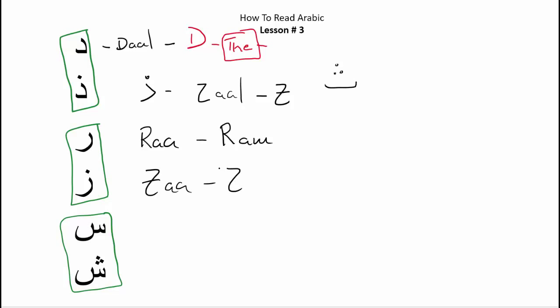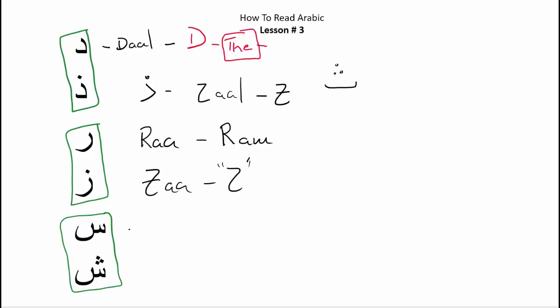This is literally your letter Z. Kind of same way you pronounce it. Za. Ra, za. Dal, zal. Okay? Dal, zal. Ra, za. And that's the next 4 set of letters.